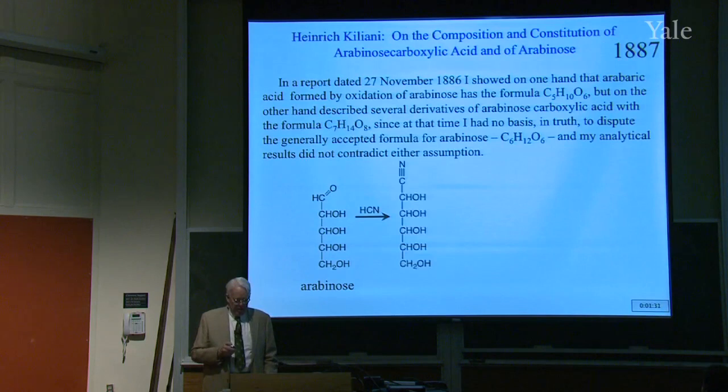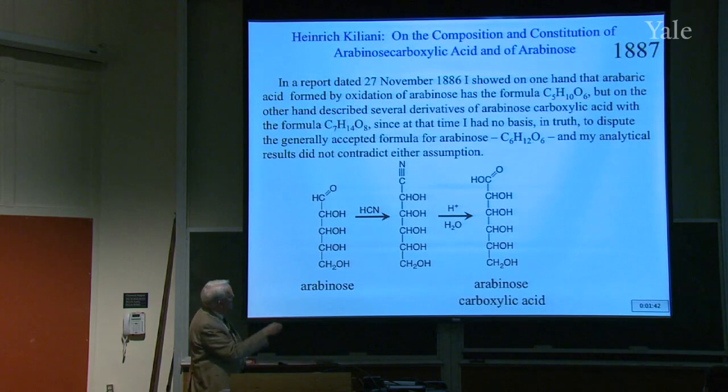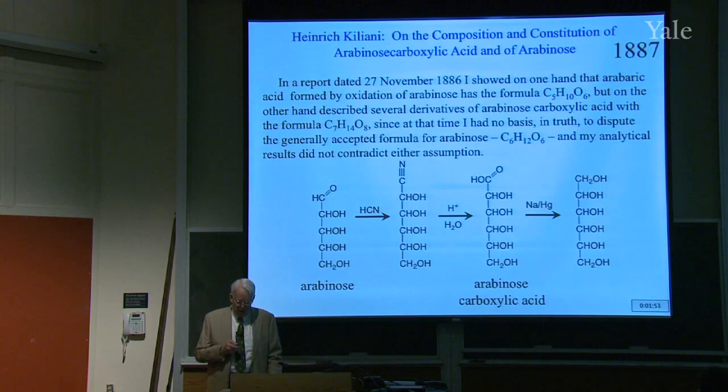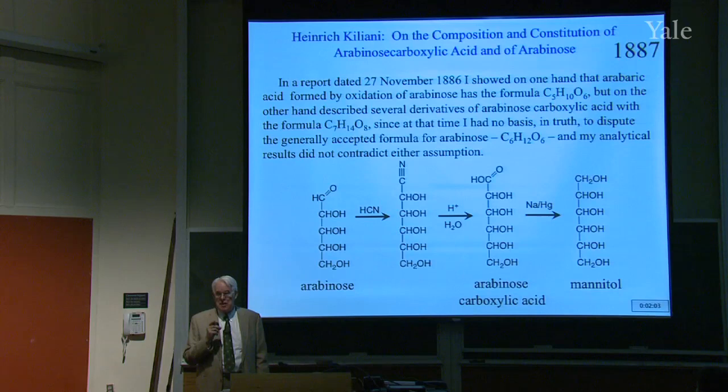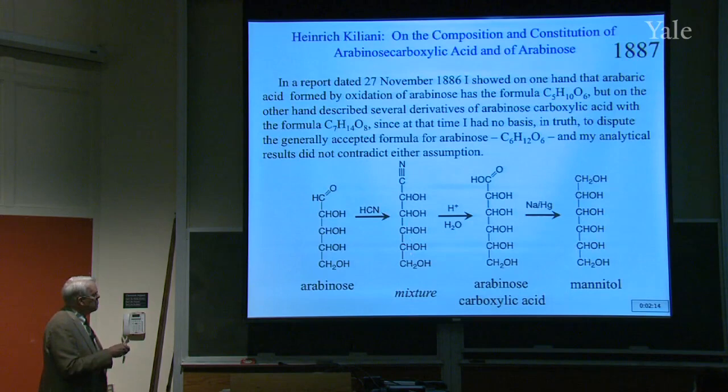So he took arabinose, he added HCN, he made the arabinose carboxylic acid, the stuff that he talked about up there. But he said then it was C7. Here he made it with 1, 2, 3, 4, 5, 6. Here he made the 6, assuming that it starts with 5, right? And he was able to reduce that with sodium with mercury to get mannitol, which was known to be C6, right? So it was clear that arabinose wasn't a C6 sugar, it was a C5 sugar, so he had resolved this, okay? But it was pointed out that it was one of the reasons it was difficult to work with this was this original compound was a mixture.